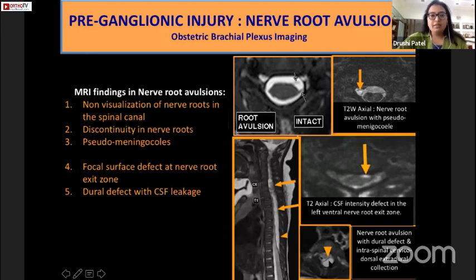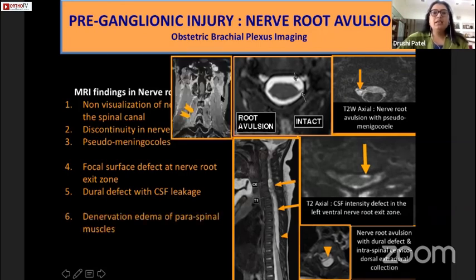Or there can be a dural defect with resultant CSF leakage. This can form a large intraspinal epidural CSF collection like this. And lastly, the denervation edema in the posterior paraspinal muscles. It's an indirect sign of nerve root avulsions.